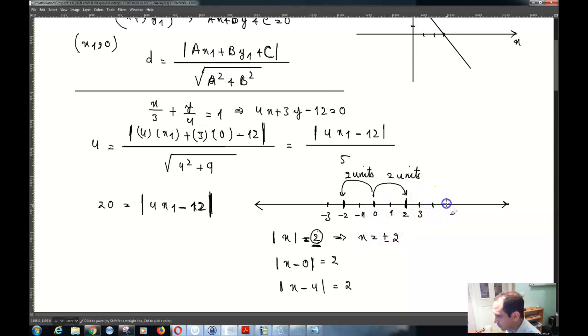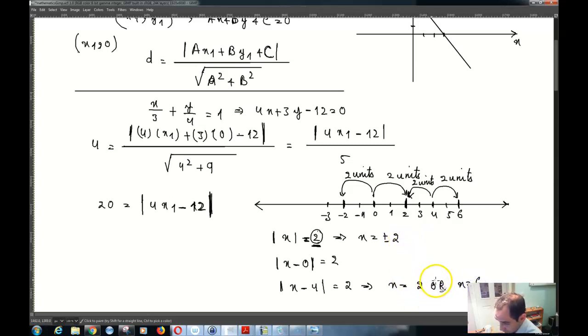Meaning that if this is 4, 5, and 6, then the distance of this point x from positive 4 is 2 units. So you would get either 6 or 2, meaning that this distance is 2 units, and this distance over here is also the same 2 units. So there you can say that x is either 2 or x is equal to 6.